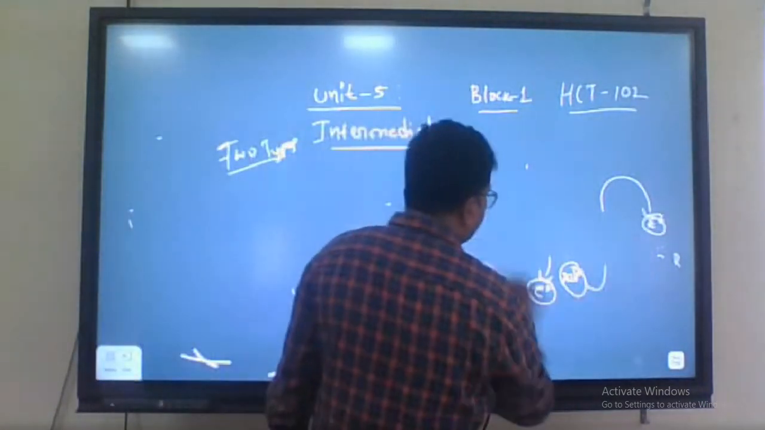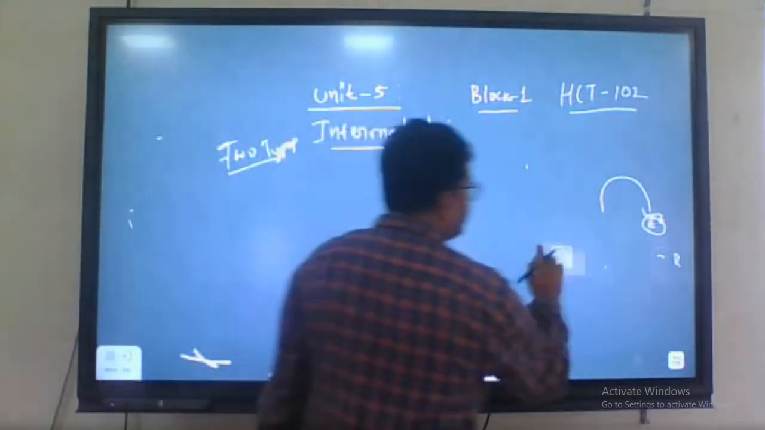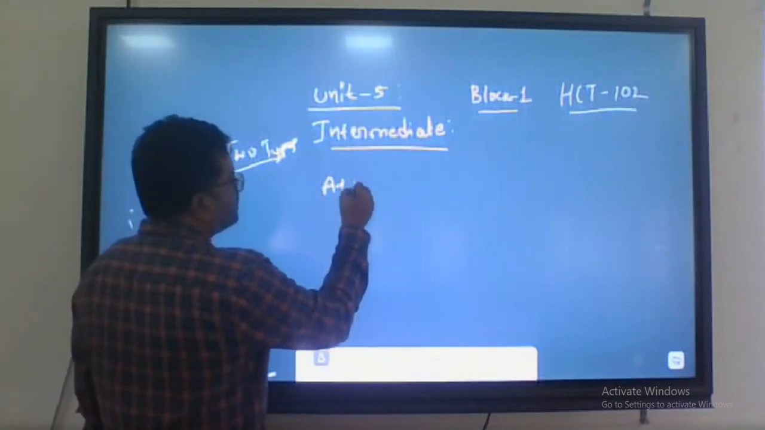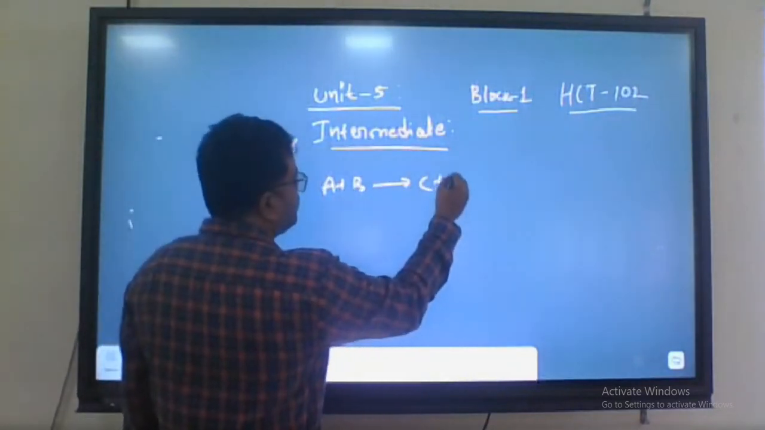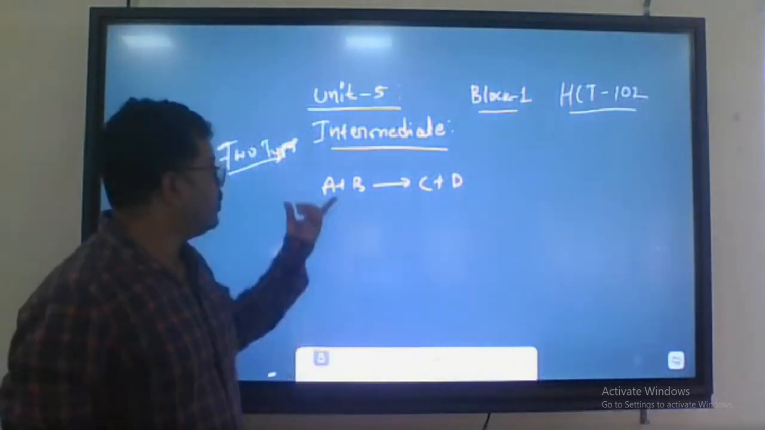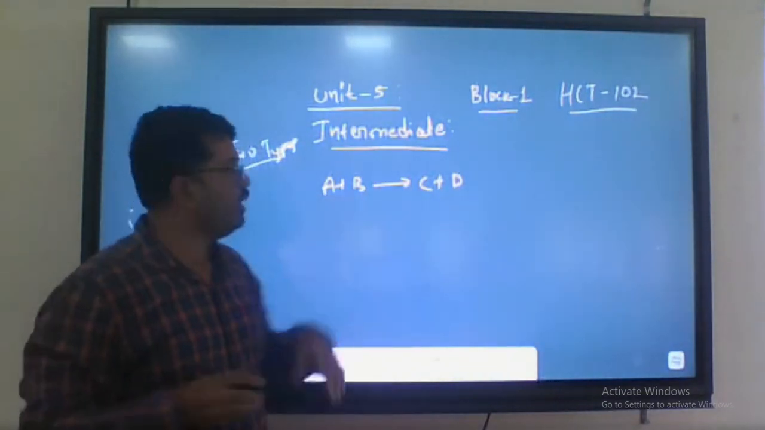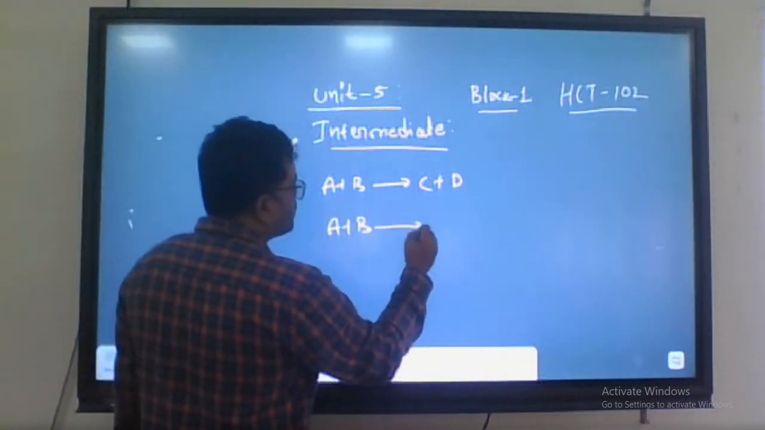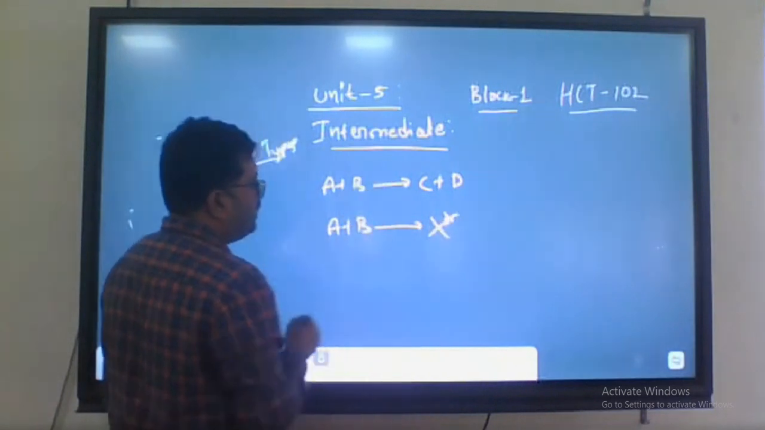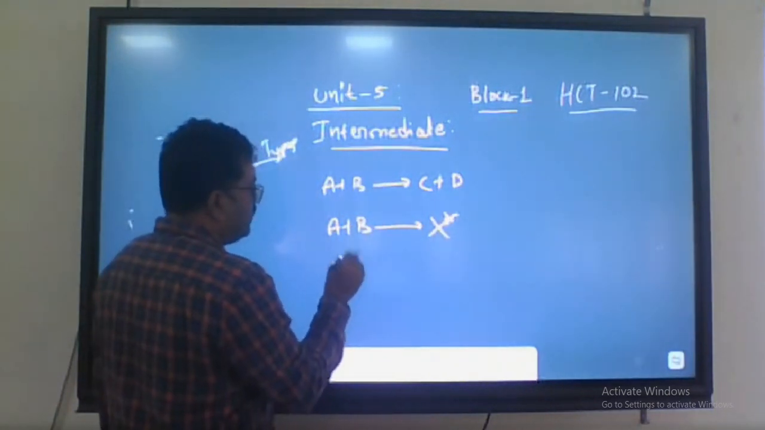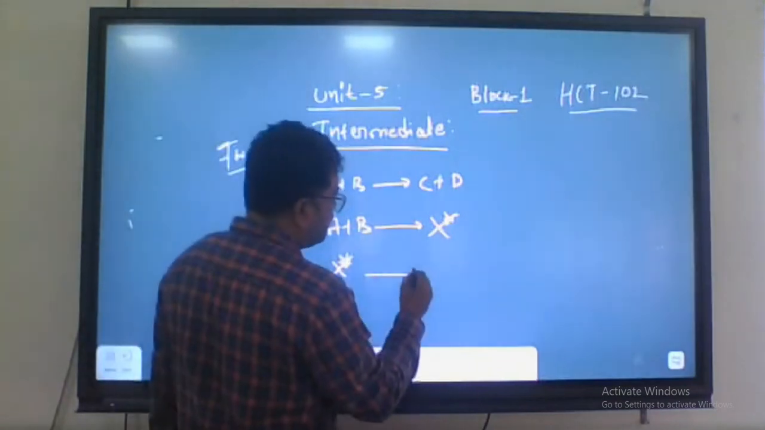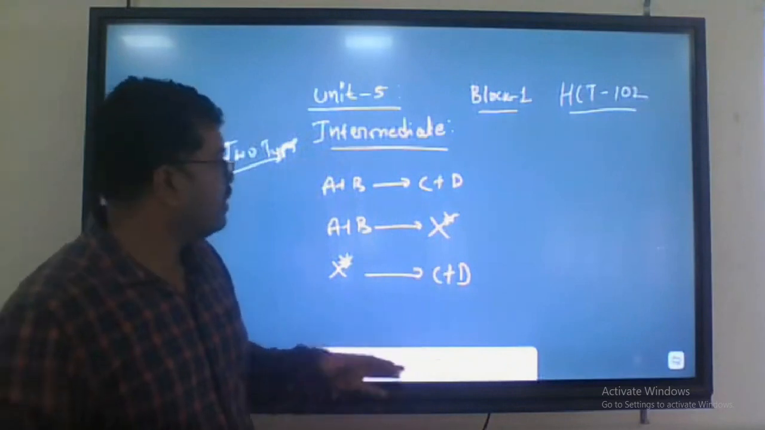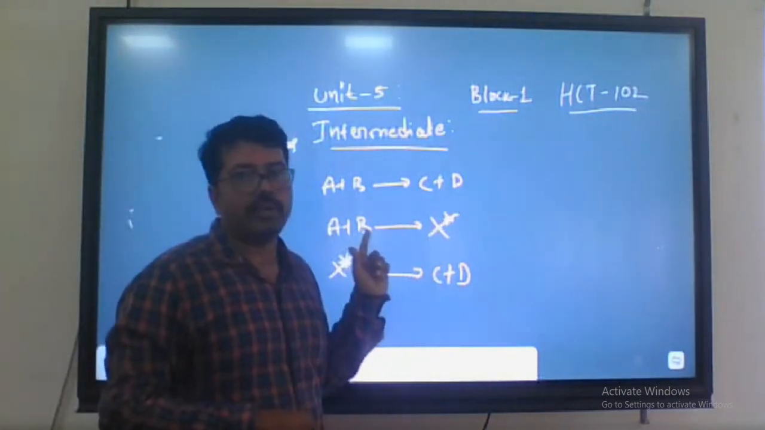Consider an organic reaction of the type A plus B gives C plus D. Two reagents, A and B, react to give C and D. Here, A and B react to give an intermediate X star, the transition state, and then it gives C and D. So in this chapter of organic chemistry, we have to study these intermediates.